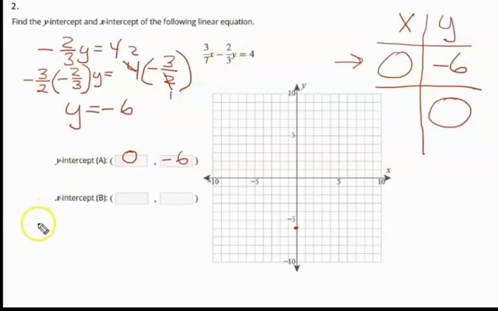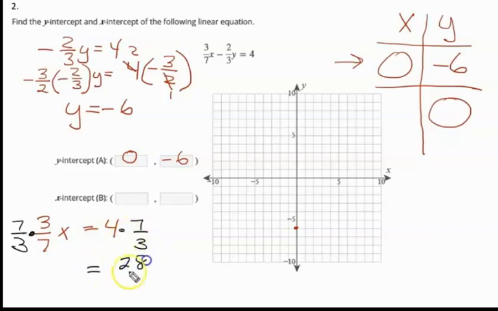If y is 0, then I'm going to have 3/7 x equals 4. And let's see what we get now. Well, I'm going to use the reciprocal of 3/7, which is 7/3, and multiply this side by 7/3. 4 times 7 is 28/3. And again, they gave us some rather challenging ones here.